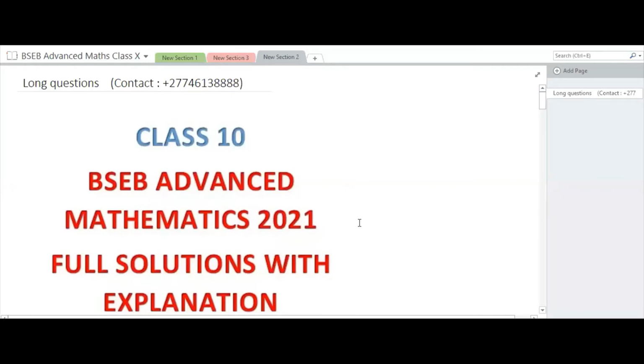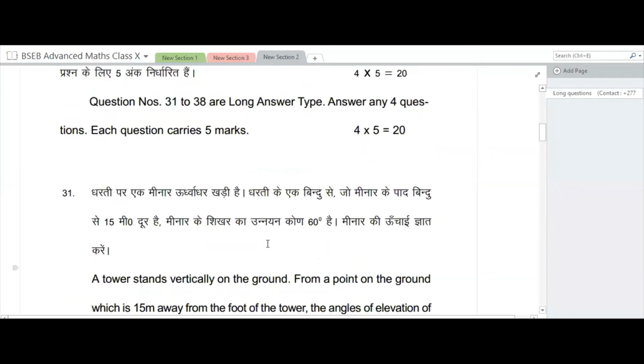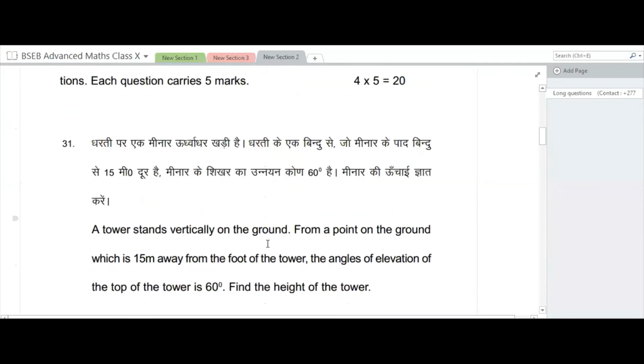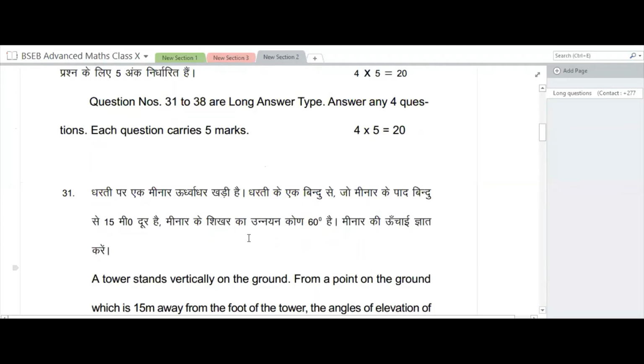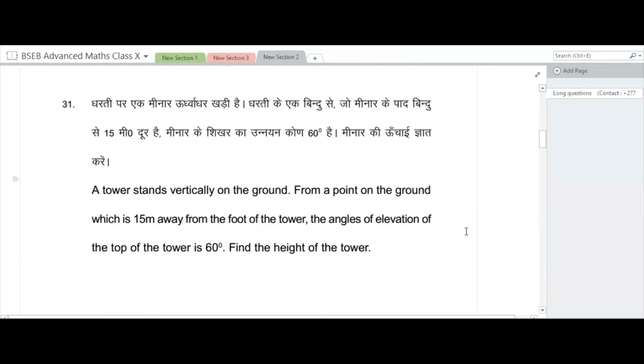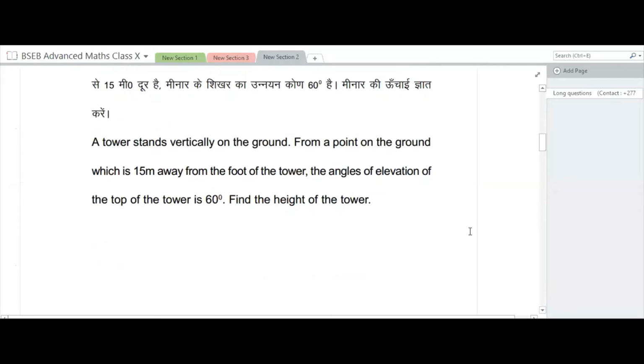So coming back to the long type of question, question number 31. These are 4 marks each. Question number 31 says a tower stands vertically on the ground. So we need to draw a diagram here. Here's the tower T, standing vertically on the ground, and this is the foot of the tower.